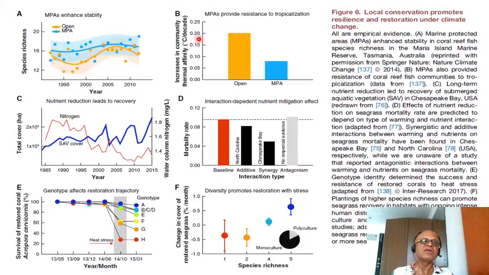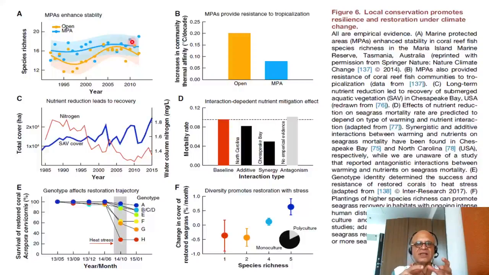Some more about the solutions. Local conservation promotes resilience and restoration under climate change. So these are marine protected areas, which are argued to enhance stability. This is years here and species richness. If you have marine protected areas, you can not only maintain but sometimes increase species richness and also have impacts outside the marine protected area.